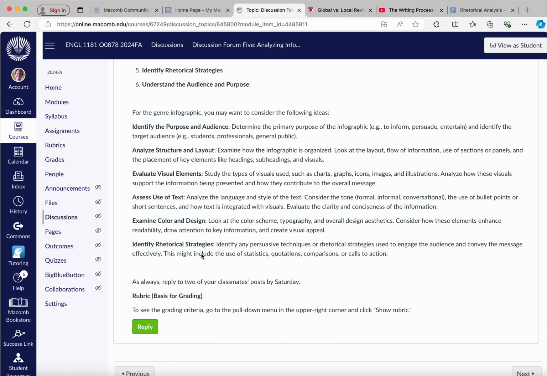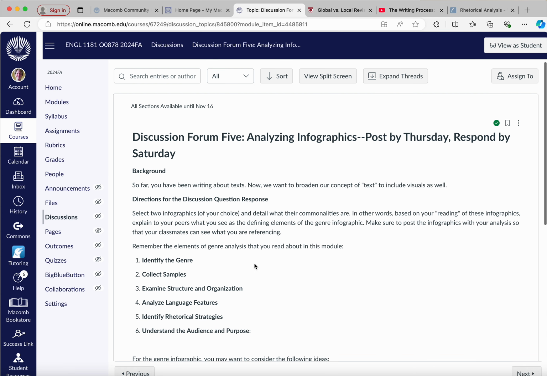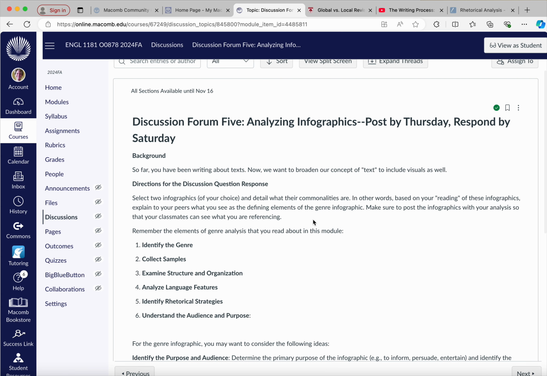Maybe you can compare the rhetorical strategies, looking at how it persuades readers to understand the message. Maybe it's things like the use of statistics, quotations, comparisons. Maybe there's something that's particularly shocking or emotional. But at any rate, you can choose any of these as you analyze. But ultimately, you've got these 2 infographics side by side. How are they common? In which ways are they common?